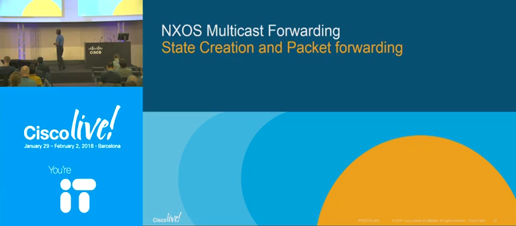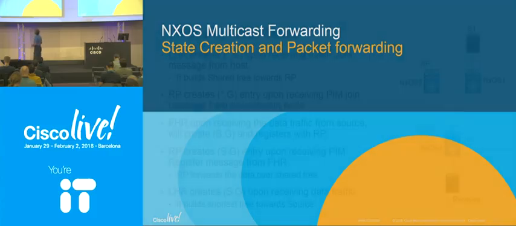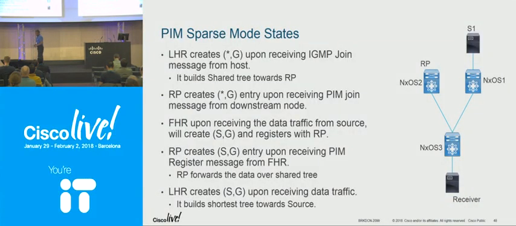Okay, so let's now look into the control plane and the data plane semantics. Let's look into the state entries and the packet forwarding, starting with ASM mode. The receiver sends an IGMP report, and Nexus switch 3 creates some state entries. This is an example without vPC, so this is a layer 3 switch. This is just to refresh our knowledge of what each of those state entries does.